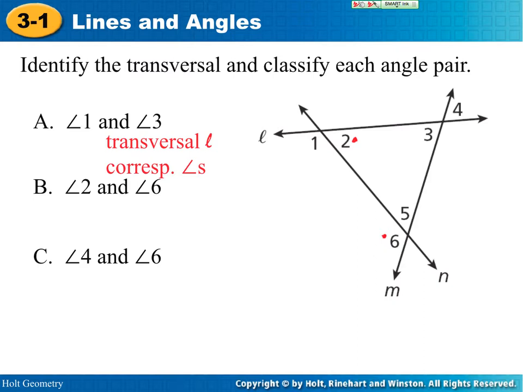Which line's the transversal? Nathan? Which one's the transversal? N is the transversal, correct. What kind of angles are they? Kenny? Okay. Alternate what? Are they between the pair of lines or not?